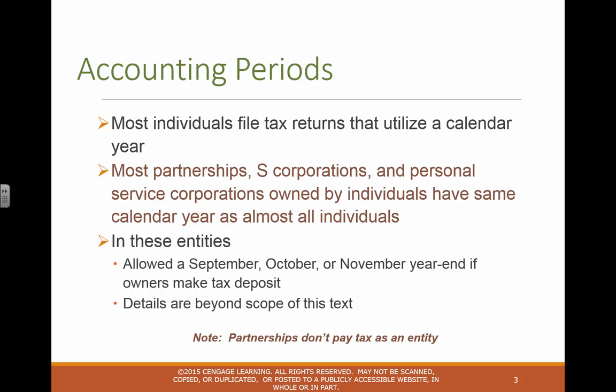So almost everybody, individuals, file a tax return with a year end of what? When's most of our year ends for our individual tax returns? Yeah, December 31st, right? It's a calendar year. And if we all own together a partnership or a corporation, it would be very likely that our S Corp or our partnership would have the same year end as what most of our individual year ends look like.